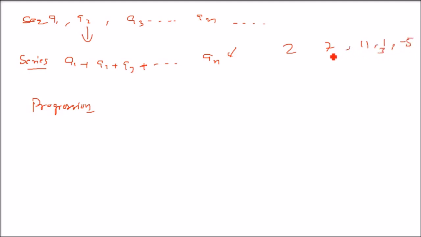If you write 2, 7, 11, 1 by 3, minus 5, this is not a progression because it is not written in a pattern, nor does it follow any explicit formula. Now, let me tell you again, because arithmetic progression, geometric progression, everywhere you will hear this word progression. The first is a proper pattern, the second is a function.